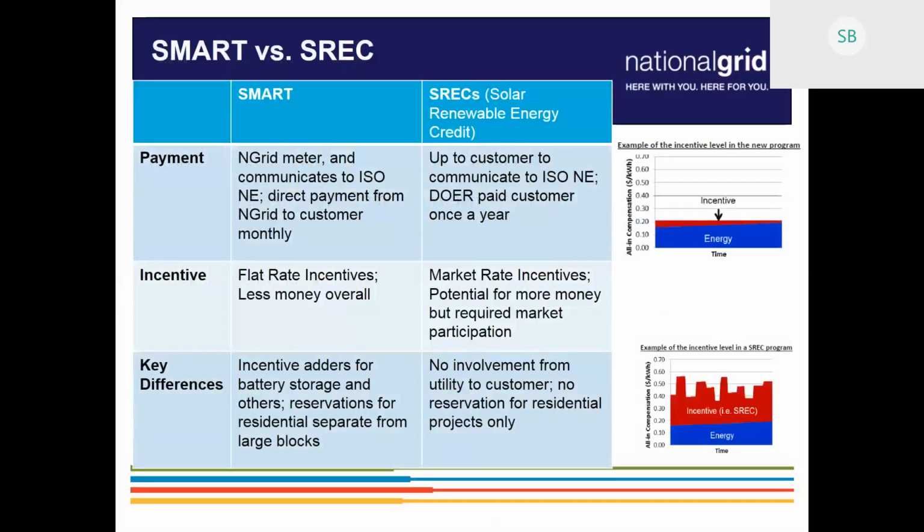So generally, the main difference in terms of incentive is that during the SREC days, you had the ability to get a lot more of an incentive, but it was variable based on how the RECs were being traded on the market, and you were only paid quarterly. Now with SMART, you get locked into a flat rate incentive at the beginning of your program with your final SOQ at the very end of the program, at the end of the application. And depending on how much you generate per month, you just have your incentive rate times how much you generated, and that's how you calculate the generation incentive.